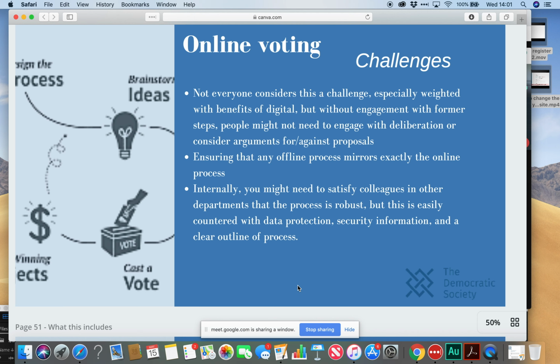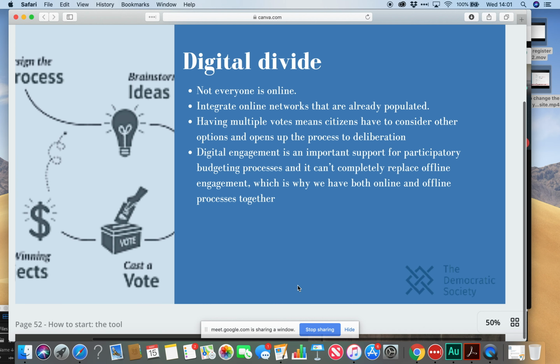Internally, you might also need to satisfy colleagues in other departments that the process is robust, that the security is safe, that there's data protection and a clear outline of the process, and it makes sense to everyone.